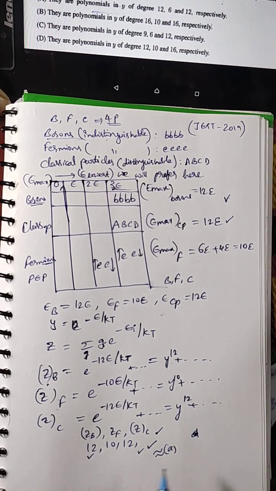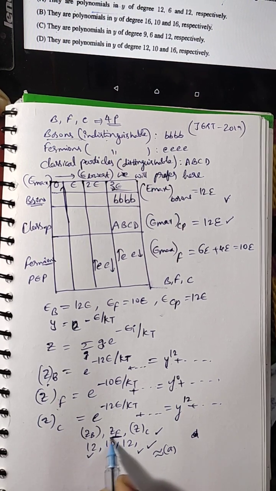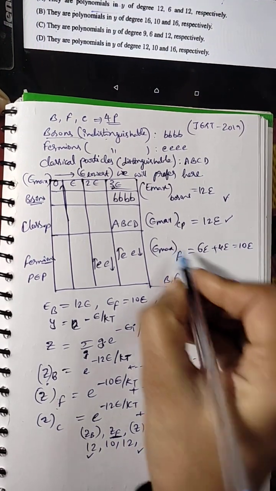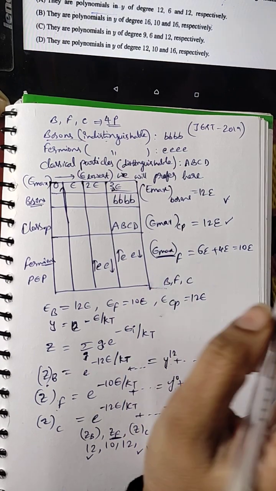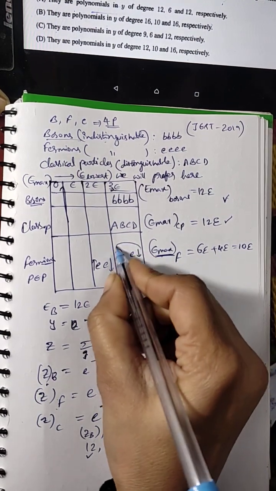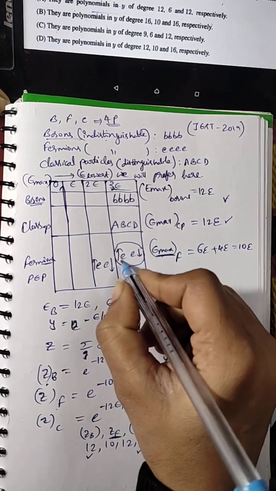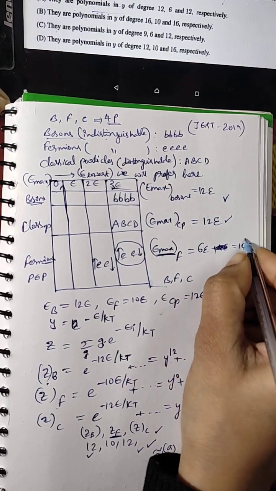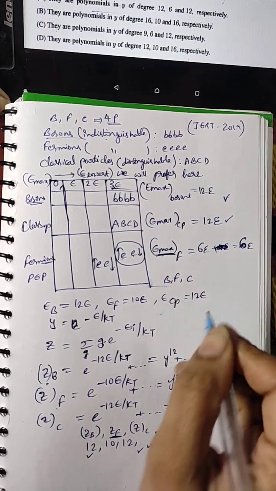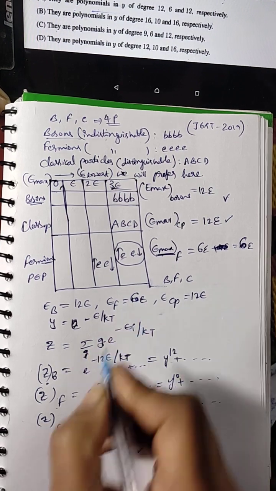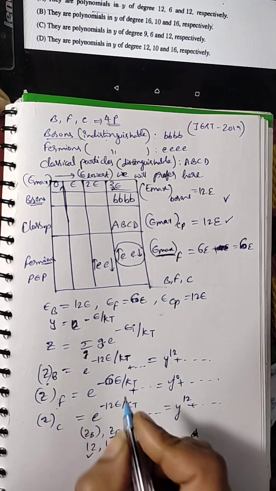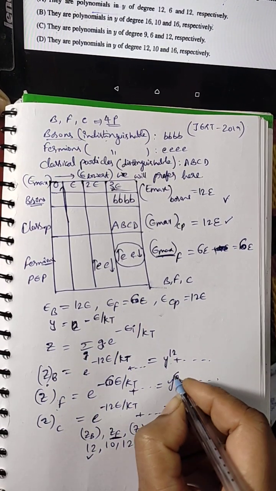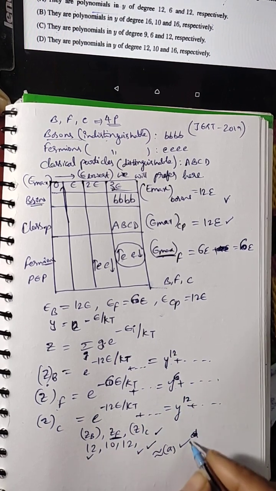So let's see where we made the mistake. In fermions we are getting it wrong, no? We asked for the maximum, no? So for the maximum we have to consider only the maximum level, so it is 6. So 6, 6, and here it is 6. So our option A is correct.